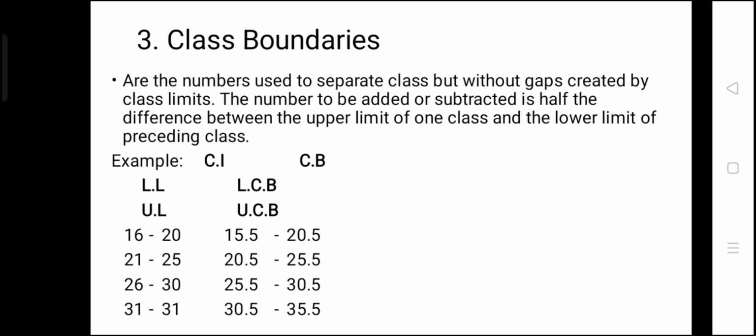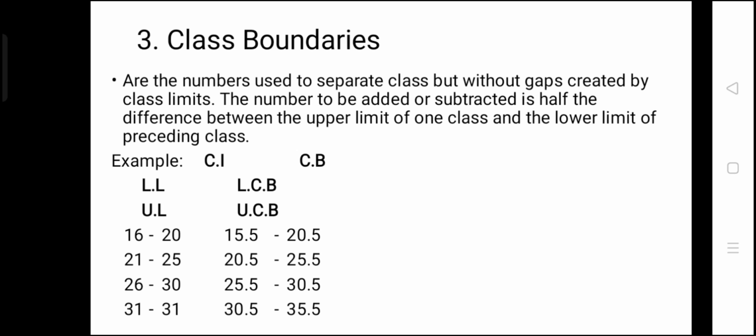Next is class boundaries. These are the numbers used to separate classes but without gaps created by the class limit. The number to be added or subtracted is half the difference between the upper limit of one class and the lower limit of the following class. So we have 16 to 20, 21 to 25, 26 to 30, and 31 to 35. So the lower class boundaries niya and upper class boundaries niya.